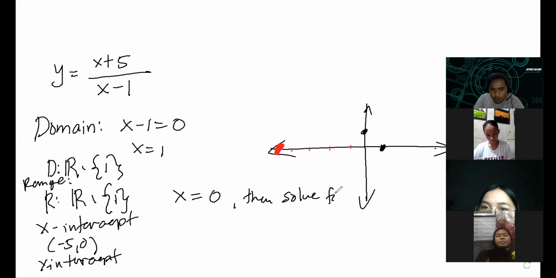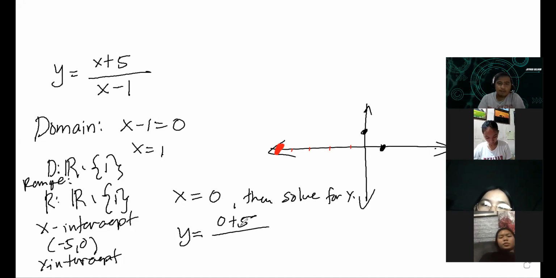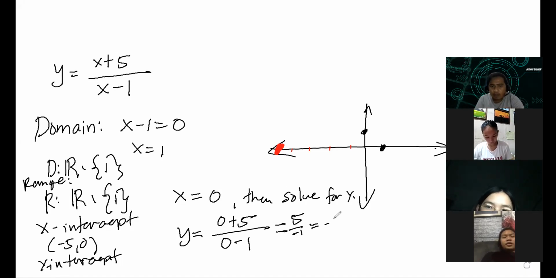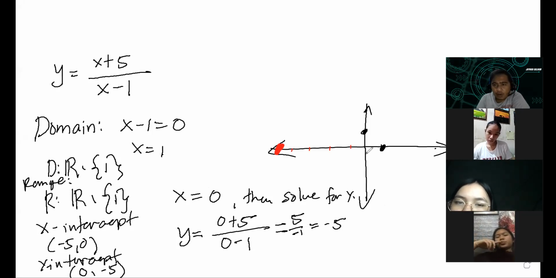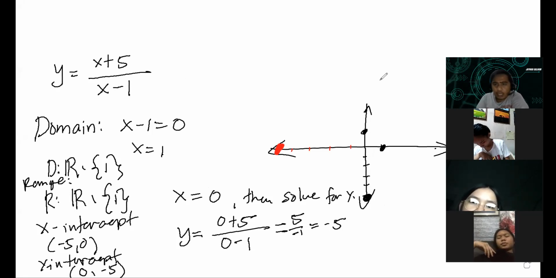Okay, solve for y. If you're gonna do that, let's go back here. You set x be 0, so y is equal to 0 plus 5 over 0 minus 1. So it is just equal to 5 over -1, or simply -5. It means your y-intercept will be the point 0 for x and y is -5. Okay? If you plot it here in your Cartesian coordinate plane, it must be somewhere here. 1, 2, 3, 4, 5. So somewhere here, your graph of this function and the y-axis will intersect.